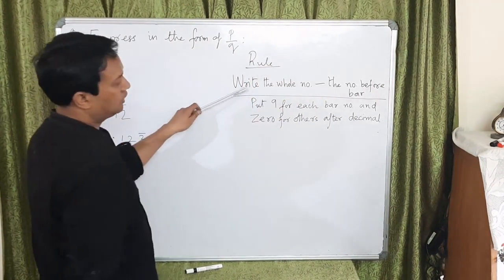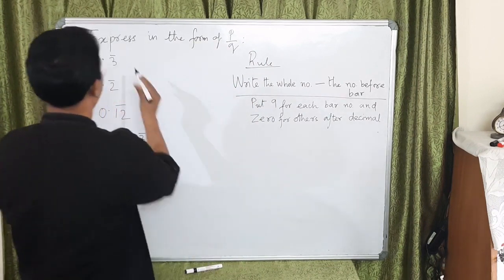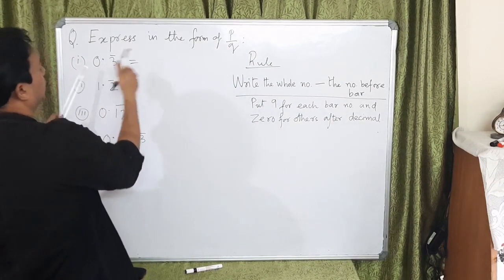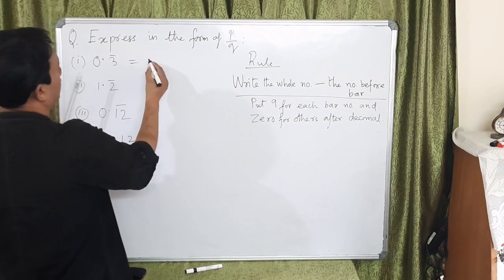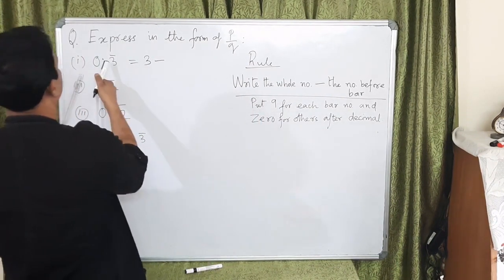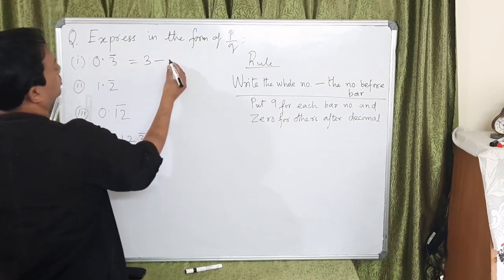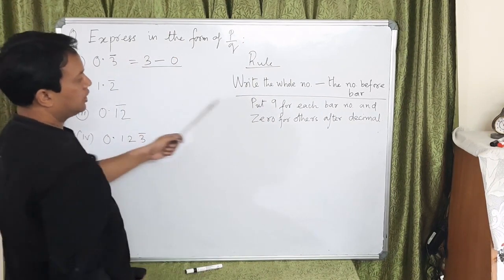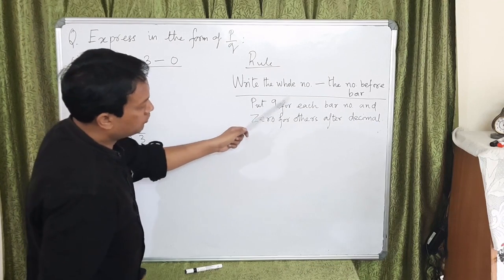See the rule. Write the whole number. Say for example this one. What is the whole number here? 0.3, without looking at the bar, it's just 3. Minus the number before the bar. Here before the bar there is no number, so it's just 0. And below I have written: put 9 for each bar number.